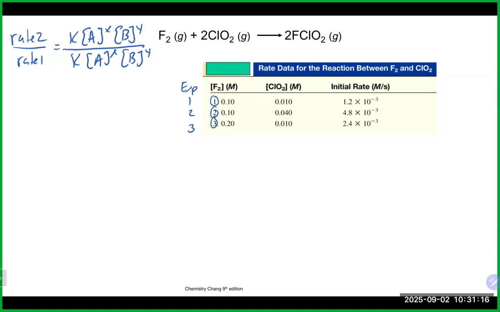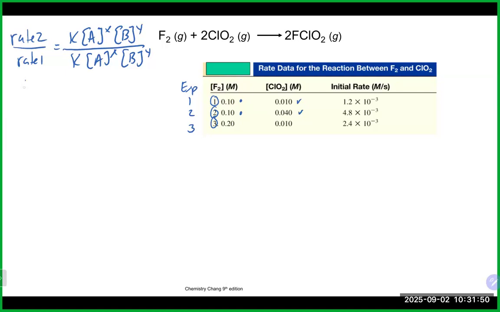Now, for example, if you have three reactants, you would want to find two entries where two of them stay the same and one varies. So the idea here is just to have one variable. It's going to make the math super easy rather than multiple variables, which we don't want. So for example, in this table, I can clearly see in experiment 2 and experiment 1, the concentration of F2 stays the same. They're both 0.1 molar, but the concentration of the other reactant varies. So that's probably where I'm going to start.